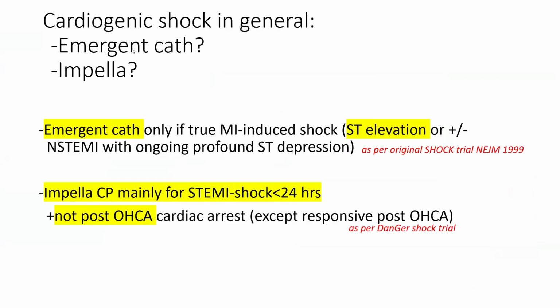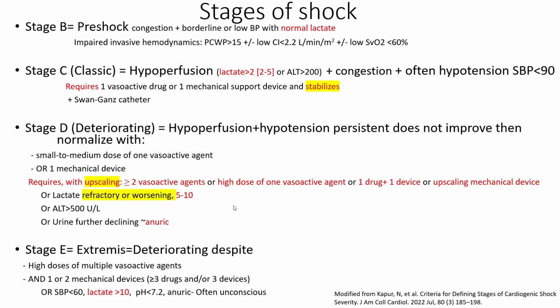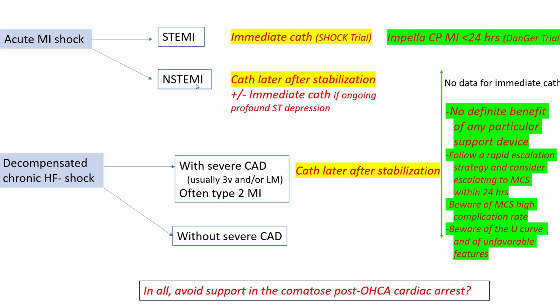So cardiogenic shock in general, to summarize it: emergent cath only if true MI-induced shock, which is ST elevation, plus or minus non-STEMI with ongoing and profound ST depression, as per the original SHOCK trial. Impella CP mainly for STEMI shock, less than 24 hours, and not for post-out-of-hospital cardiac arrest, except responsive post-out-of-hospital cardiac arrest. And here I want to give you a reminder of the shock stages and of the rapid escalation strategy that I apply to all patients, even those with non-STEMI shock or heart failure shock.